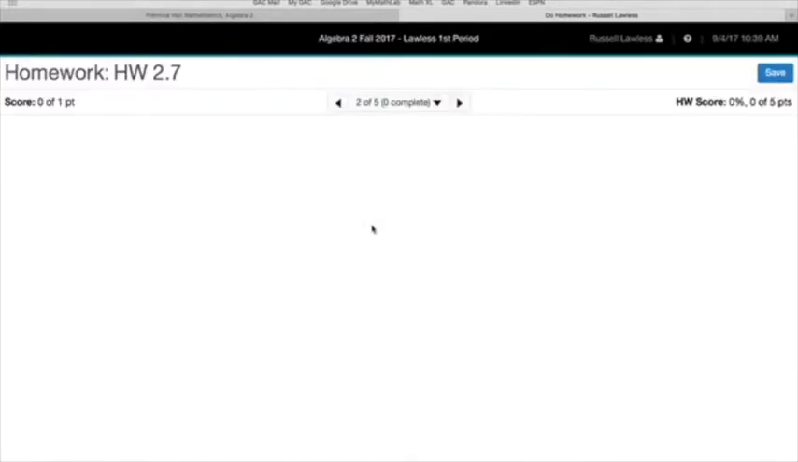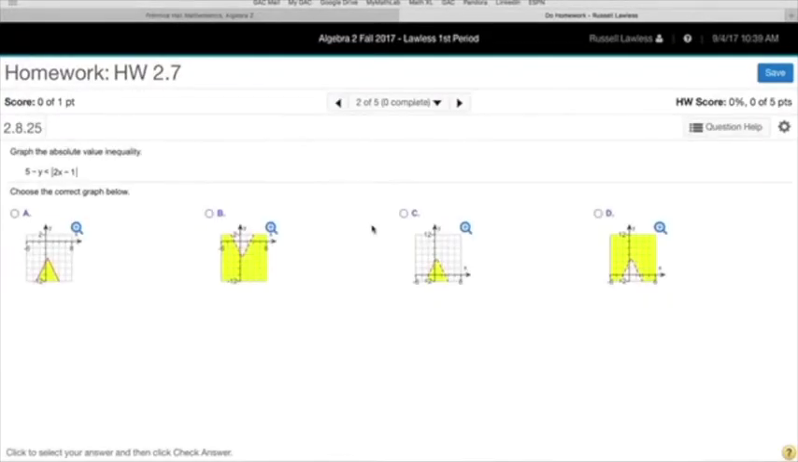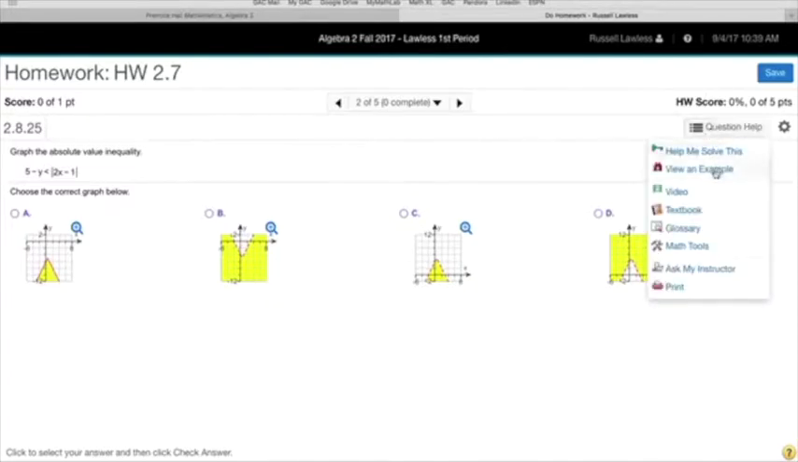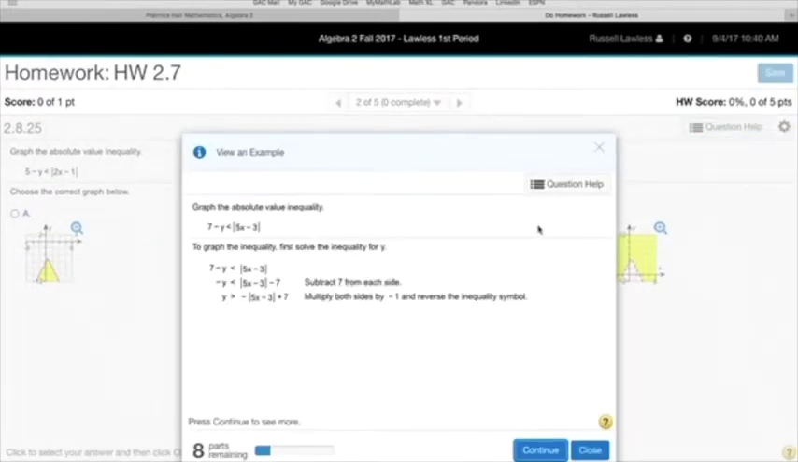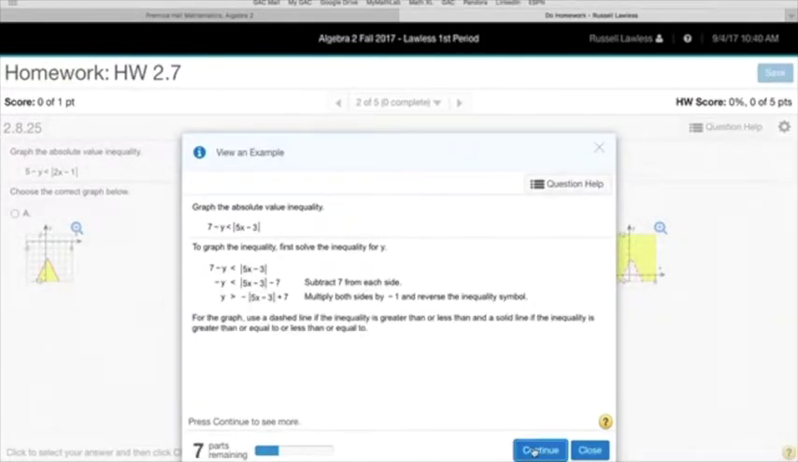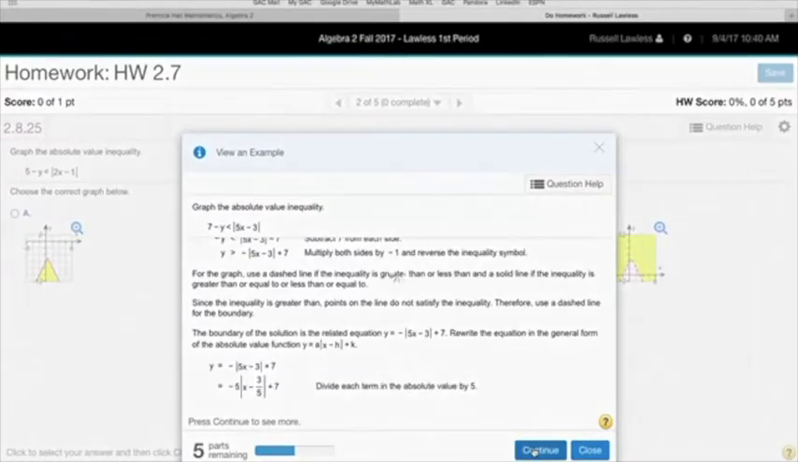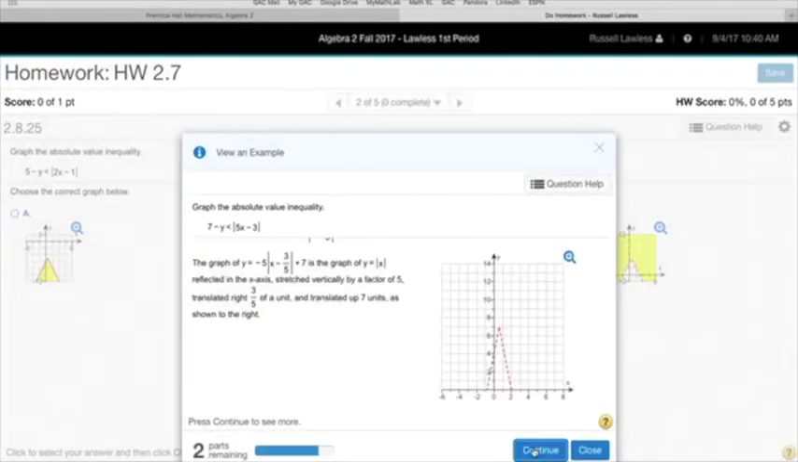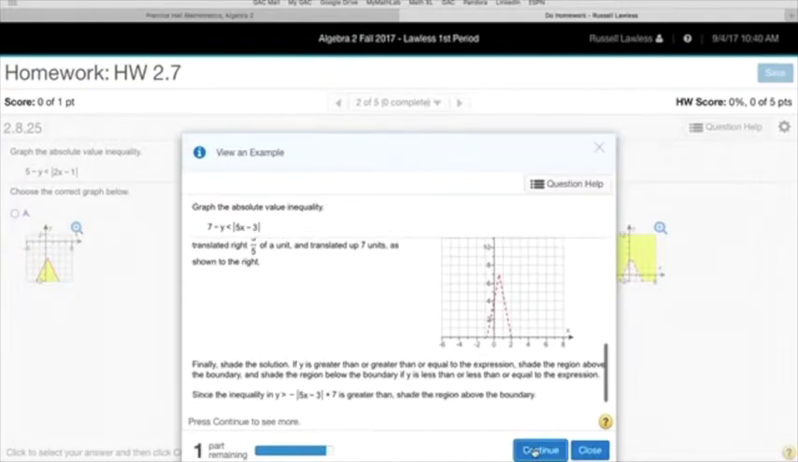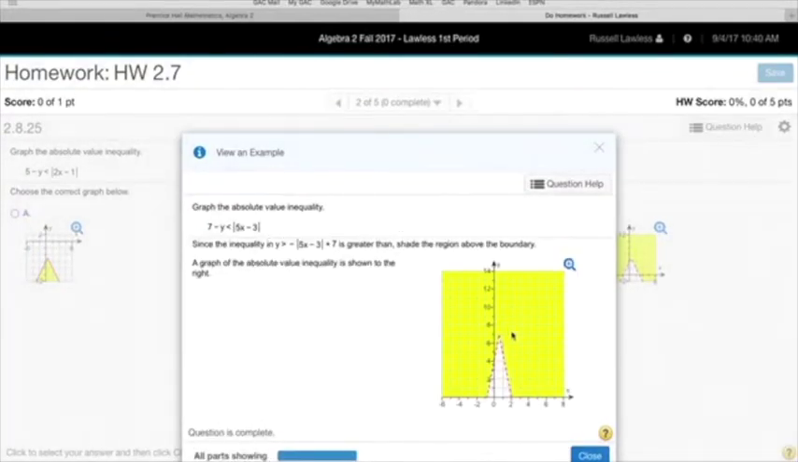When you're looking at this question on how to solve it, it's graphing the absolute value of an inequality. Let's say you don't remember that from class. Well, you can first view an example, and it's going to work with you step by step on how to solve this one. Yes, it's going to be 8 parts, but this is a great thing about view an example. You don't have to work through anything. It's going to go step by step with the words showing you how to solve this equation. And we continue on, and voila, there's our answer.